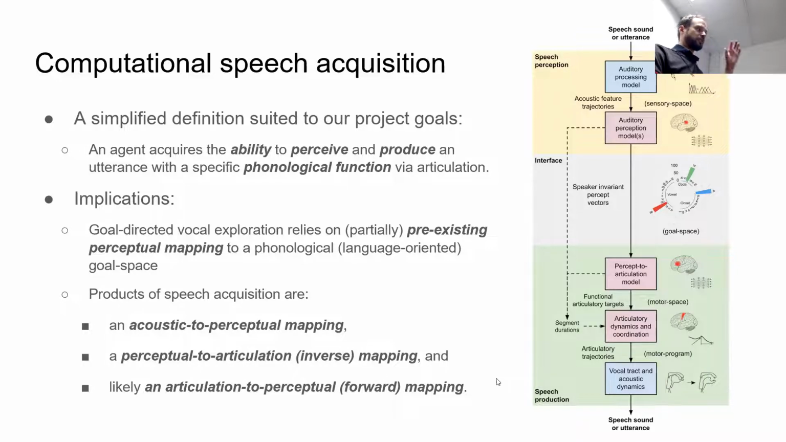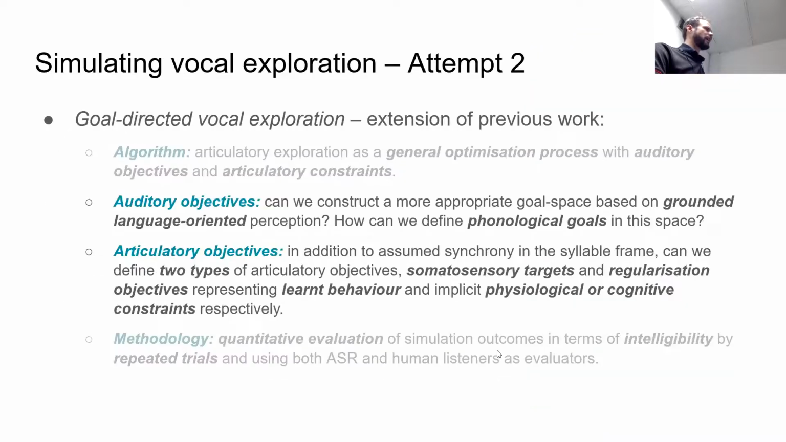So that's taking a step back, defining computational speech acquisition, at least in narrow terms for the purposes of our project. So let's look again: how can we attempt to improve upon our previous simulation? Don't worry too much about the grayed out part. Essentially, what that means is we keep the same idea as our first implementation. We still see this as an optimization process with auditory and articulatory objectives. We now try to improve upon our auditory and articulatory objectives.